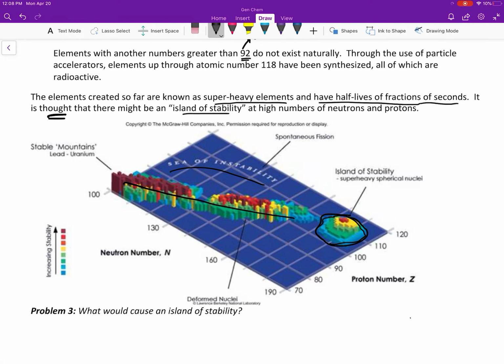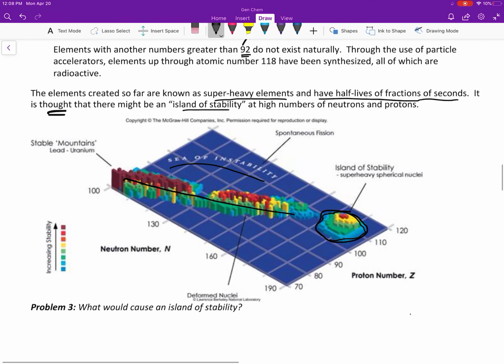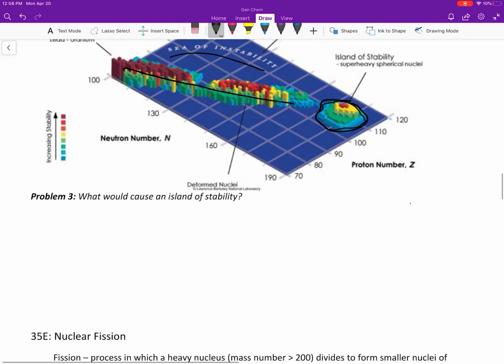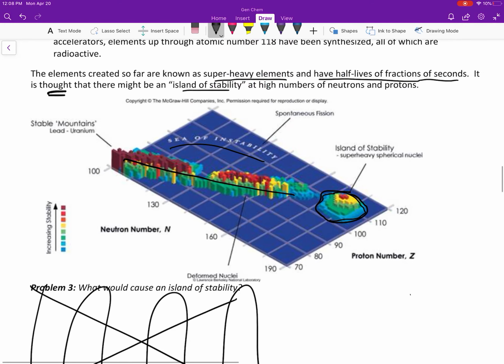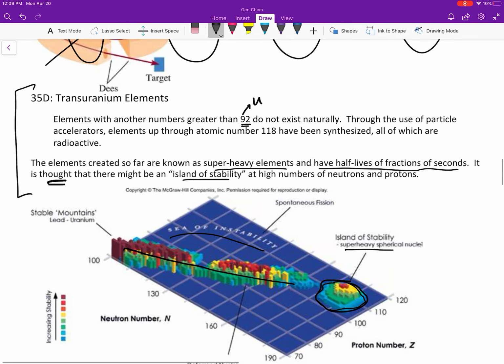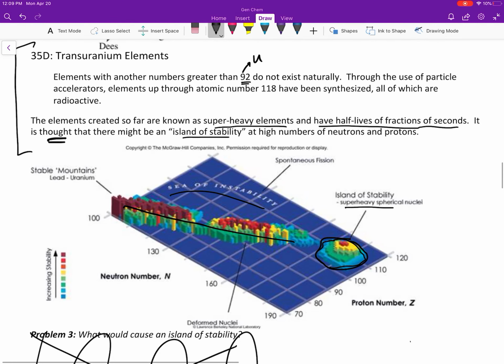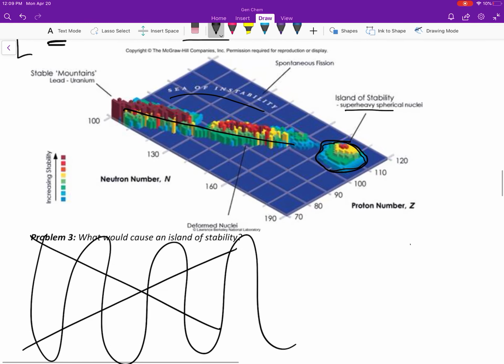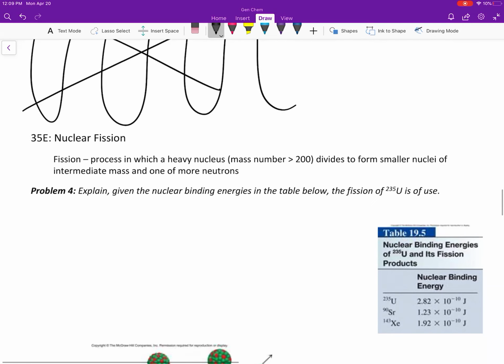If we can get there, we might see that they are super stable and they don't undergo spontaneous fission or anything like that. Now, we are not going to worry about why this would cause an island of stability. In fact, very few books even talk about this. But what is important is that you understand that things greater than element number 92 are man-made, they are not naturally occurring, and they don't stick around for a long time. So they're not very useful in anything that I can think of. The main thing is that creating them is just a very impressive thing to be able to do.